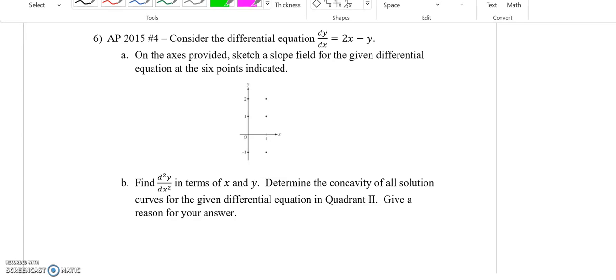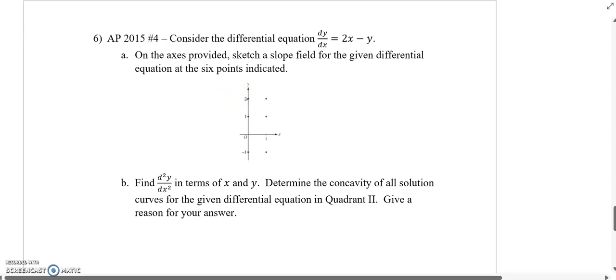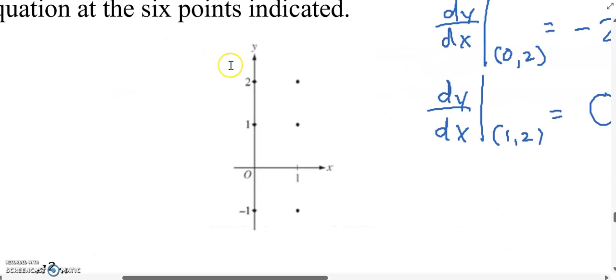So what we'll do is evaluate the slope at 0, 2. So dy dx at 0, 2 is equal to 2 times 0 minus 2. And dy dx evaluated at the next point over, which is 1, 2, that's going to be 2 times 1 minus 2, or 2 minus 2, which is 0. So we'll have a slope at this point, let's zoom in on this, a slope at this point of -2.